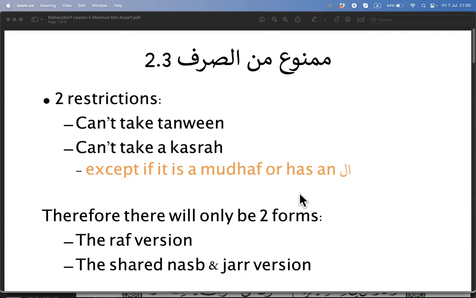Can you tell me some of the Mabni categories? Some of the words that are Mabni. I give you an example, pronouns, dhamir, like huwa will always be huwa, right? Anta will always be anta. What others? Alladhi. Yes, correct. Alladhi is a mausul. Good. Some more?